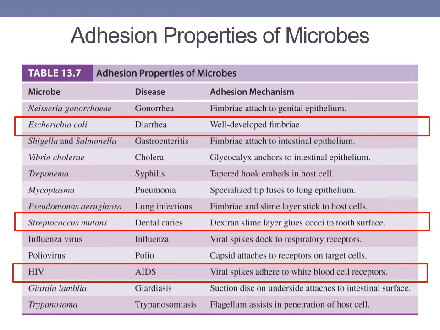This table lists a number of human pathogens, the diseases they cause, and the method in which they attach to their target cells. You should pay special attention to the pathogens outlined in red: E. coli, Streptococcus mutans, and the HIV virus.